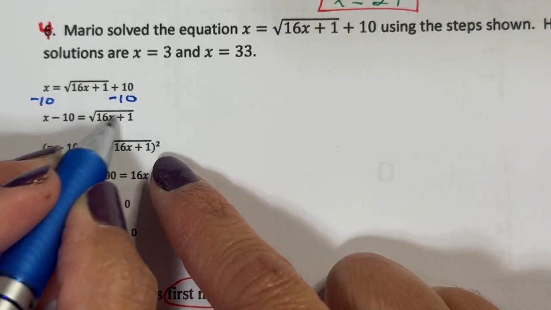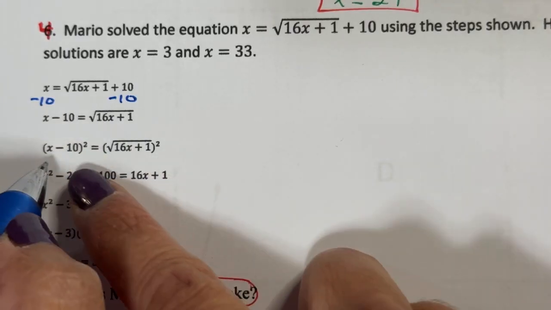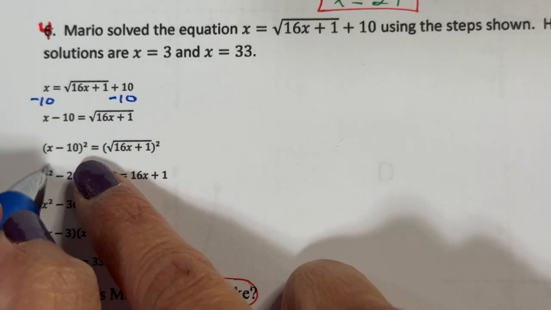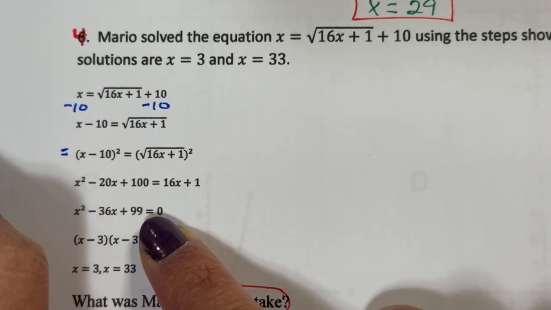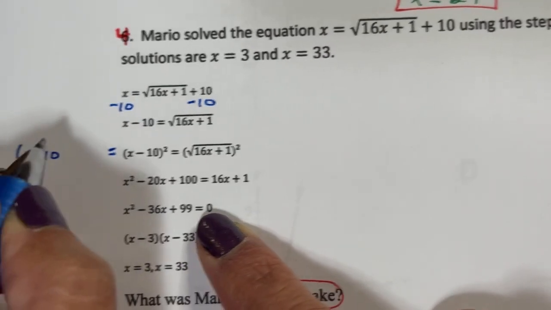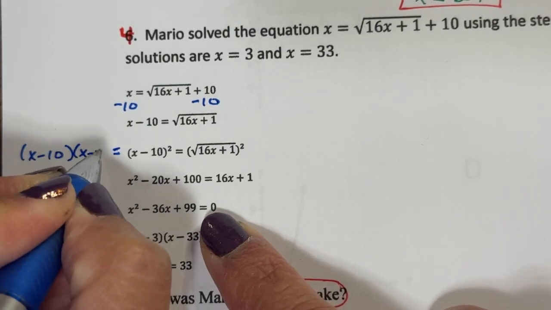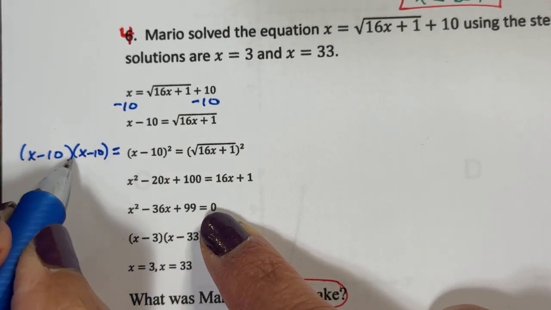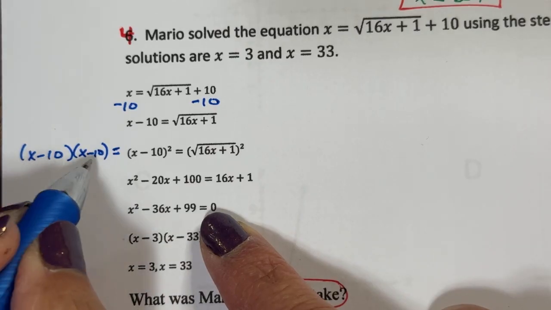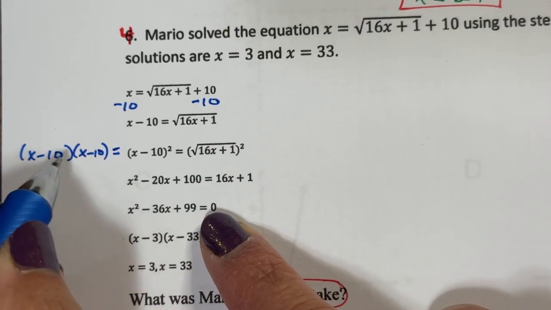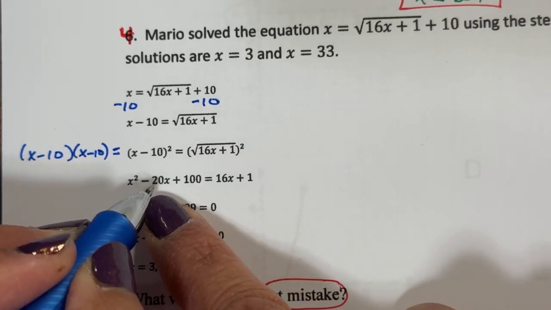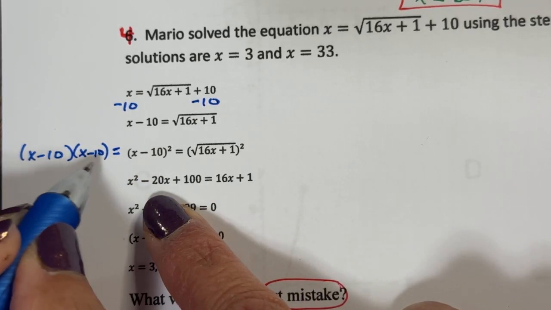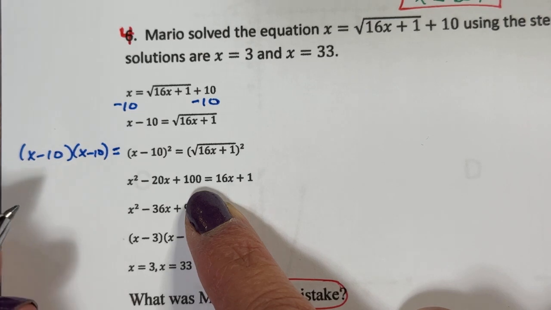And then the only way to undo a square root is to square both sides. So he squared both sides. And then x minus 10 squared became this. Well, when we have a quantity squared, that means we have that same quantity times itself twice because it's squared. X times x is x squared. X times -10 is a -10x. -10 times x is another -10x. -10x minus 10x is -20x. And -10 times -10 is positive 100. Okay, so far so good.